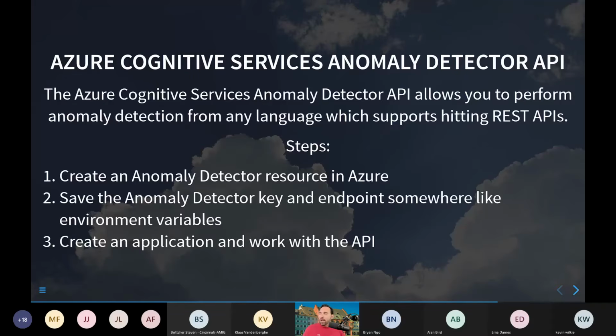Nonetheless, Azure Cognitive Services does have an API for anomaly detection. It's a REST API where you can feed it data and it can give back different values. So it can give you back whether or not this thing is anomalous. You have to create a resource in Azure, save your key and endpoint, and I save them in an environment variable to make it easier, and create an application to work with the API.